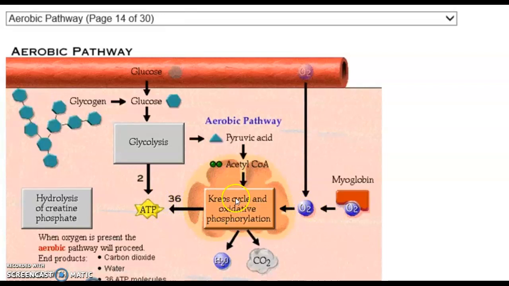If we're doing aerobic versus anaerobic situations, we get more oxygen, and we can have more oxygen available if we have myoglobin. The more myoglobin, the more oxygen's available.